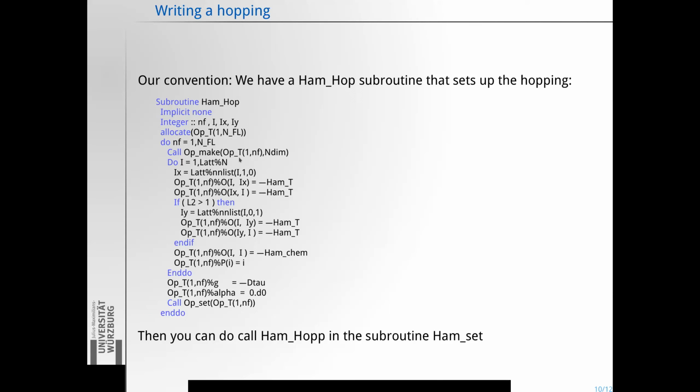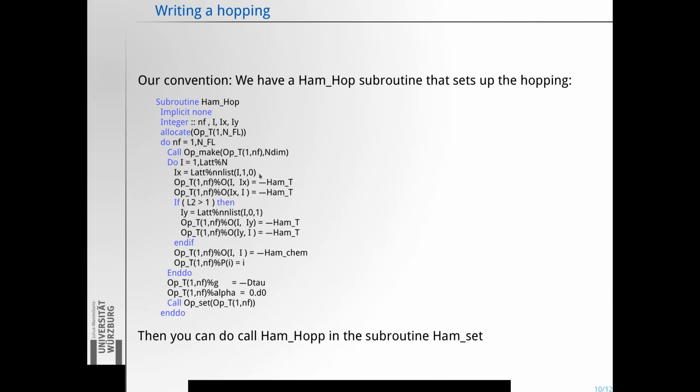Then for every flavor, you have to set up the internal storage of the operator via op make. And then you have to fill up the operator with its entries. That is done via the next loop. So you loop over the entire lattice. Here is a call to the lattice module presented by Jonas in an earlier talk.